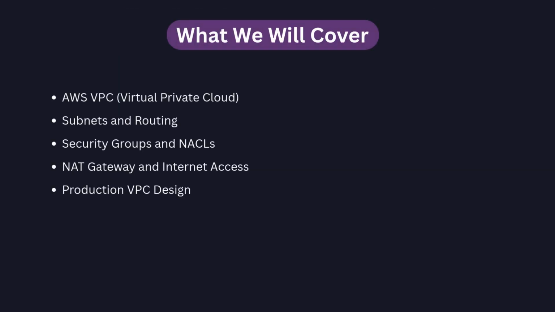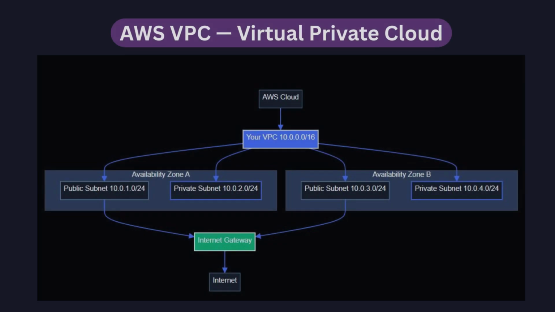Today, we will discuss these topics: AWS VPC, Virtual Private Cloud, Subnets and Routing, Security Groups and NACLs, NAT Gateway and Internet Access, Production VPC Design.